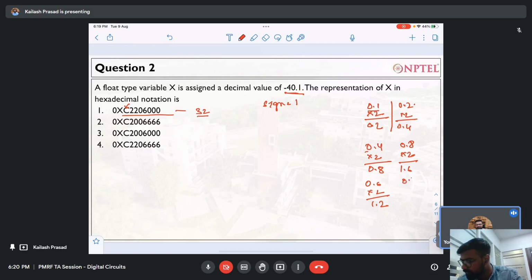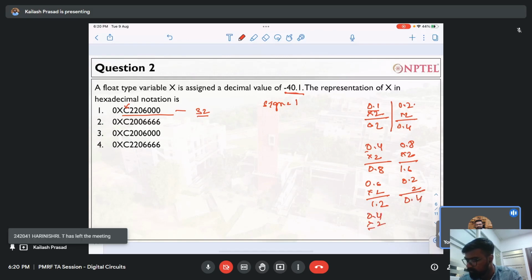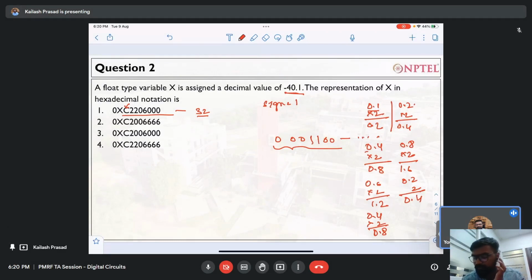Let's try one more. 0.2 times 2 will be again 0.4, then 0.4 times 2 will be 0.8, like this. So the number we are getting here is 0001 1, and then currently it will be followed by 0. This is the number we are getting for the mantissa. The pattern will continue, but we have to find one of the options. I think this much information will be sufficient for us.